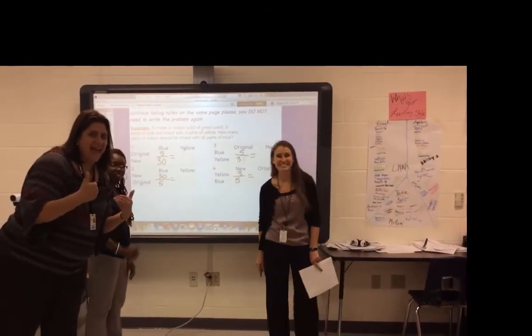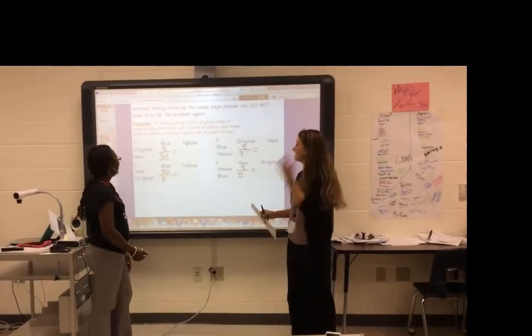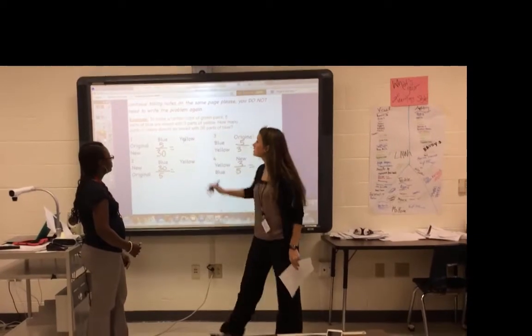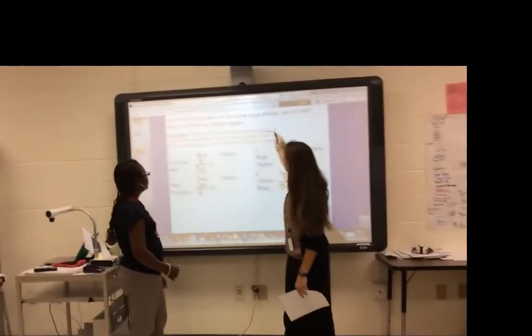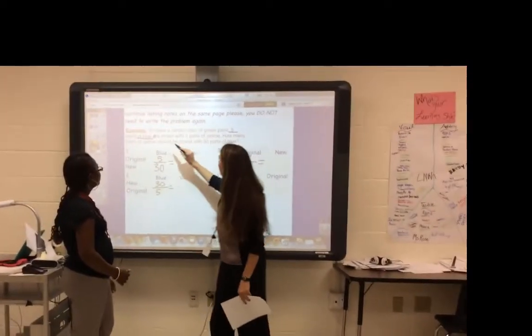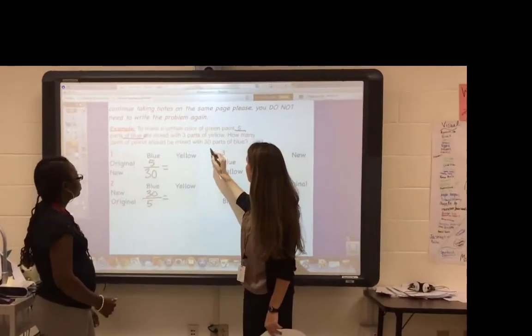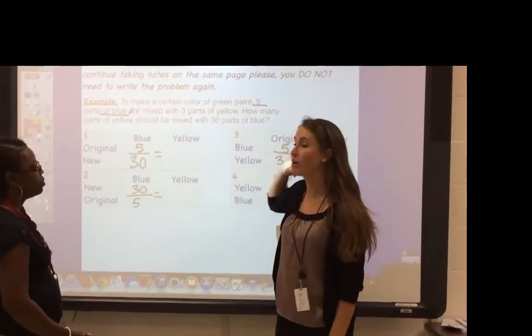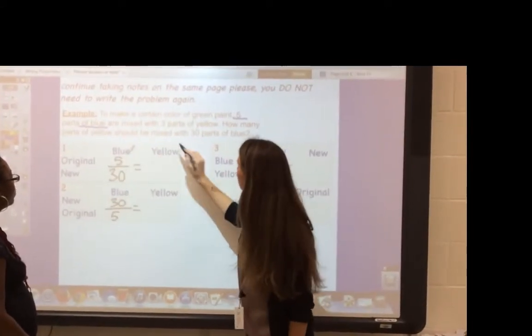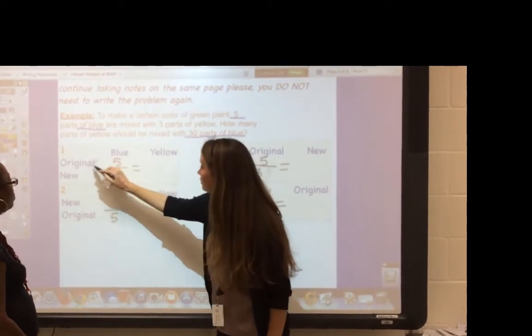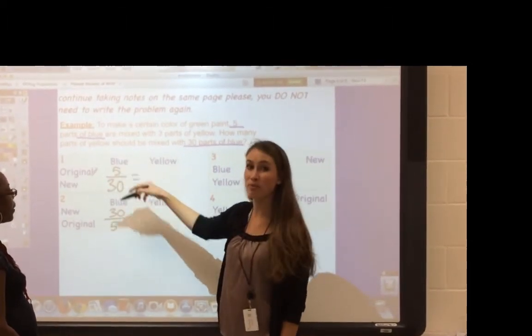Okay, so you're back. Here we go. All right, here we are setting up our proportions based on this word problem. The first thing we know is I have 5 parts of blue mixed with 3 parts of yellow. How many parts of yellow should you mix with 30 parts of blue? So I'm going to make sure I know all my blue parts. I have 5 in the original, and 30 in the new. So I set that up as a proportion.